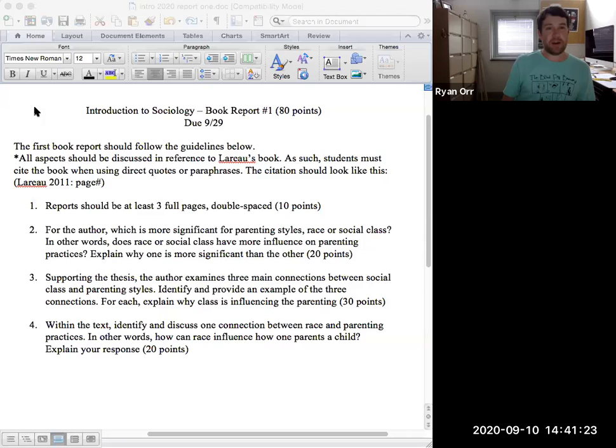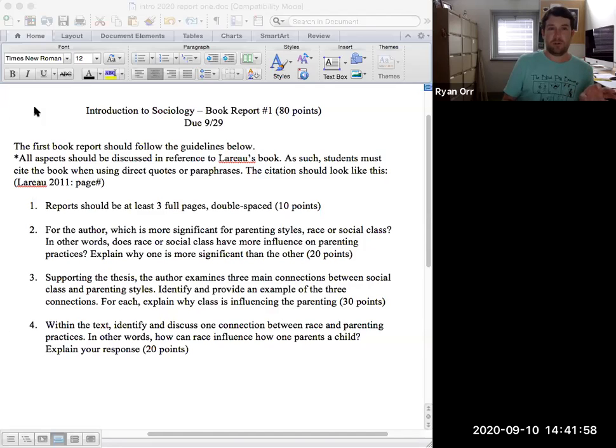So then the last part asks you to look at the variable of race when it comes to parenting. So basically, look at one connection between race and parenting. Give one example in the book of how race is influencing how a parent is parenting. So here's the example, kind of explain what's going on. So that's basically what I'm looking for in the paper. And this makes sure that you're hitting all the points, because each one has multiple parts to it.